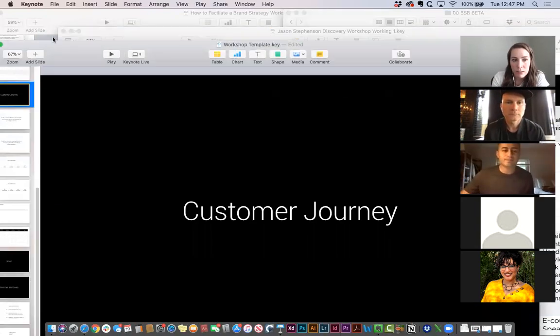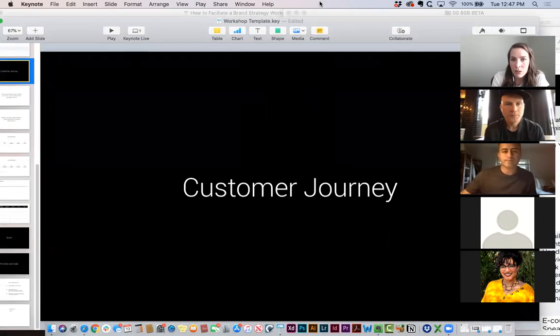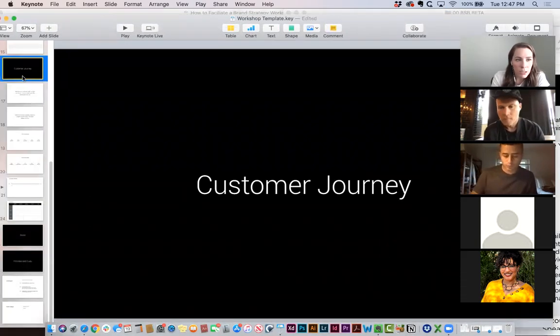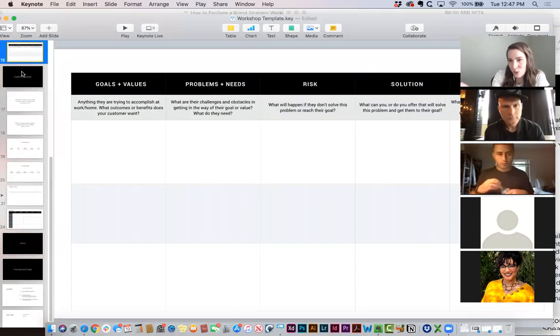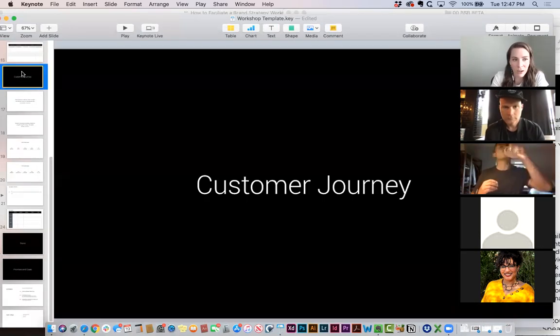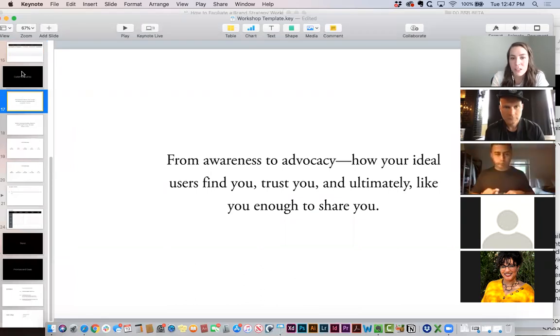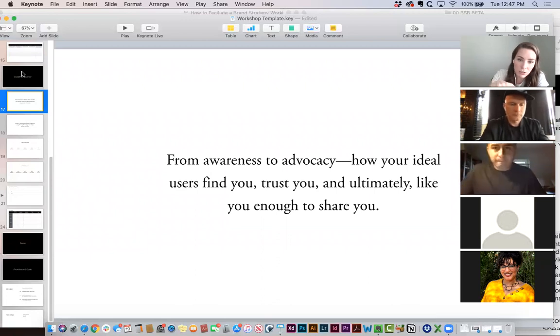Great, thanks. So we'll hop into the client journey. This is the actual client journey. If you don't get a happy accident out of this, then you have other ways that you can get a client journey. I describe it as, from awareness to advocacy: how your ideal client finds you, why they trust you, and ultimately why they like you enough to share.